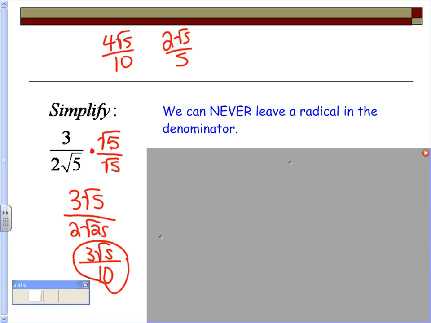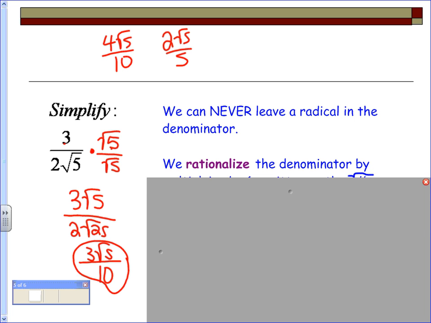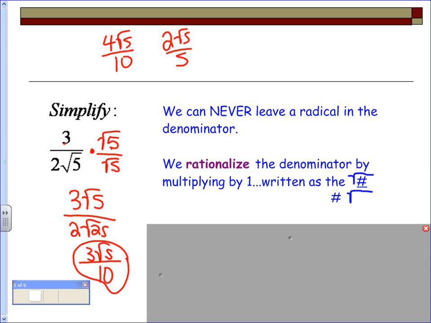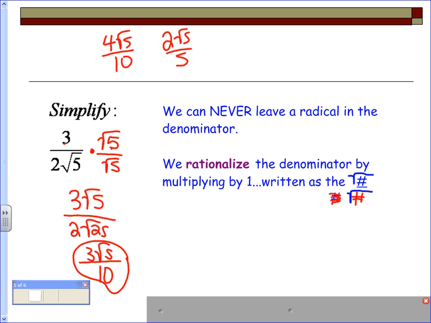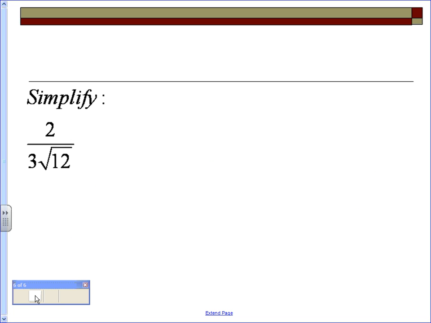So you can never leave a radical in the denominator. So you're going to rationalize it by multiplying it by 1. You're going to write it as the square root of your number over the square root of your number. Does that make sense? Any questions on that one? See if you can get the correct answer on this one.